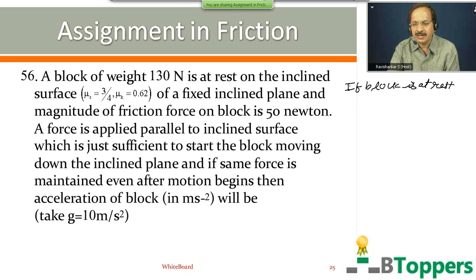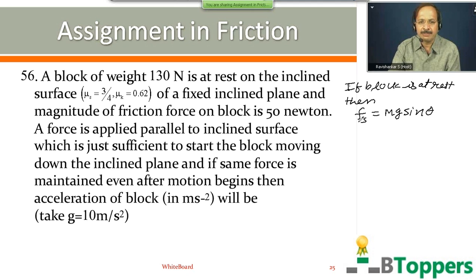If the block is at rest on the rough inclined surface of a fixed inclined plane under the action of its weight mg and forces by the inclined plane, then the magnitude of static friction on the block by the inclined surface is the same as the magnitude of the component mg sin theta, which tends to move the block down the inclined plane. The magnitude of static friction on the block by the inclined surface is given as 50 newtons. The weight mg of the block is given as 130 newtons. Therefore, you get sin theta equal to 5 by 13.